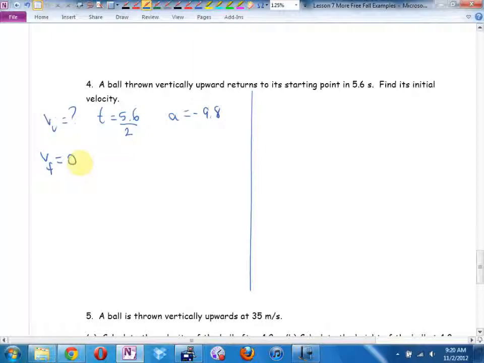Oh. VF divided by 18. I don't think you would divide. What's between the VI and the 18? I think you'd minus it over, would you not? Yes, yes, yes. I think VI is going to be VF minus AT. VI is going to be 0 minus negative 9.8 times 5.6 over 2.